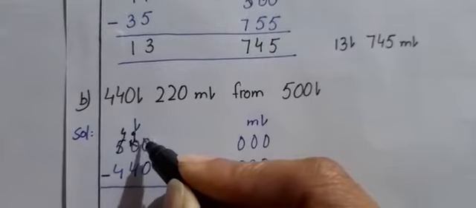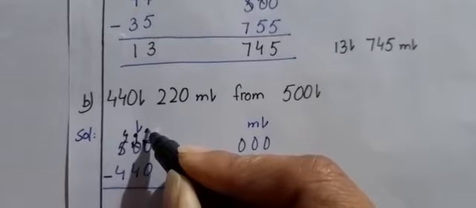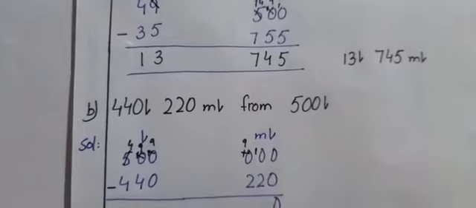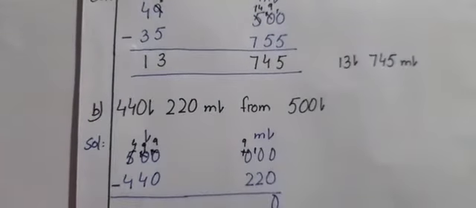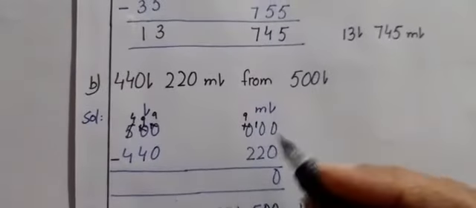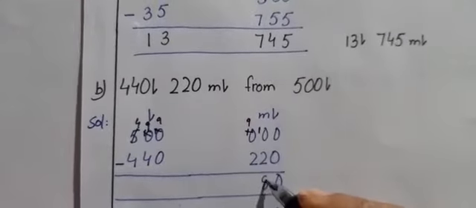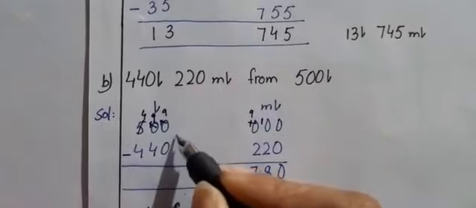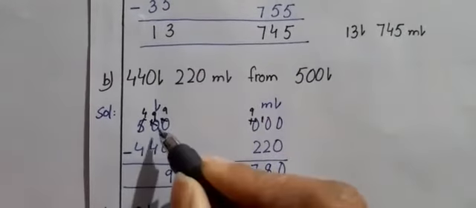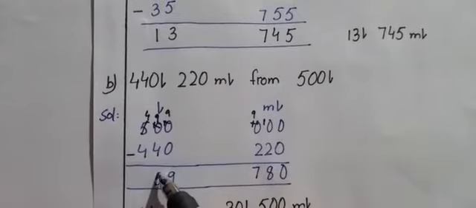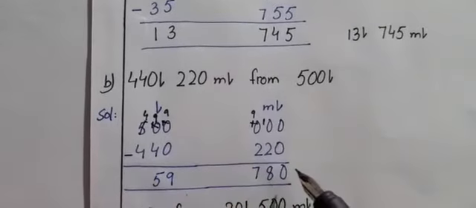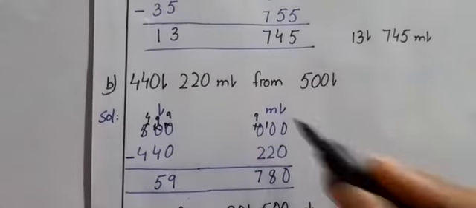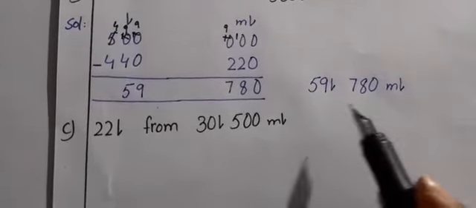Now this will become 9. 10. Now this will become 9. 10. Now this will become 9. Now it is 10. Because the next digit is 0 and under it is also 0. So 10 minus 2 is 8. Okay boys. 9 minus 2 is 7. Okay. 9 minus 0 is 9. 9 minus 4 is 5. 4 minus 4 is 0. So I am not going to write 4 minus 4 is 0. I will write in our answer 59 liters 780 milliliters. So boys, here we have written our answer.